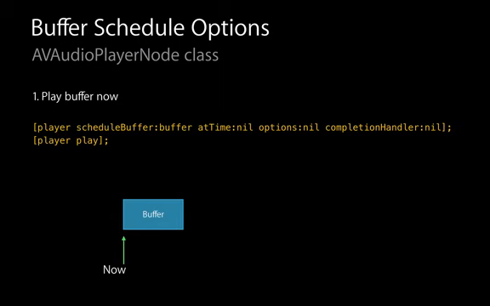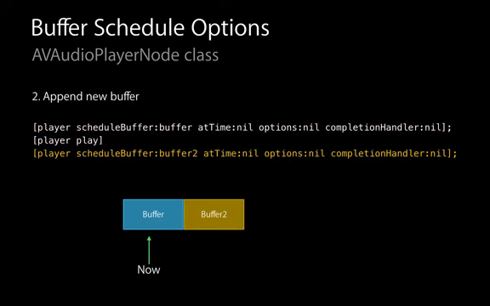In all of the examples that I'm going to talk about now, I'm going to specify nil for the @time argument. And that just means that in all of these examples, I'm going to schedule something to play as soon as possible. So let's talk about the first option. And that's when you want to schedule a buffer to play as soon as possible. In that case, all you need to do is schedule a buffer with the option set to nil. You call play on the player, and that buffer gets played.